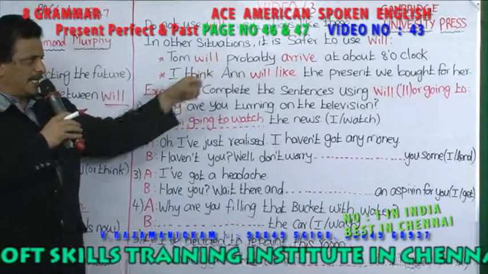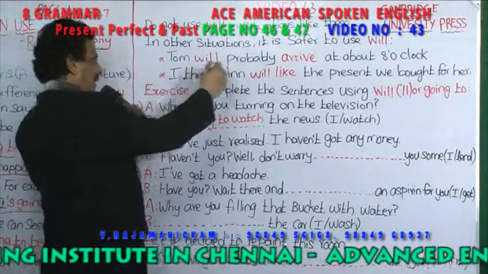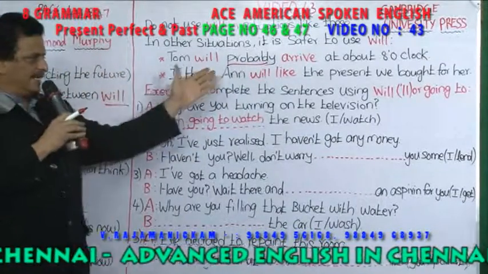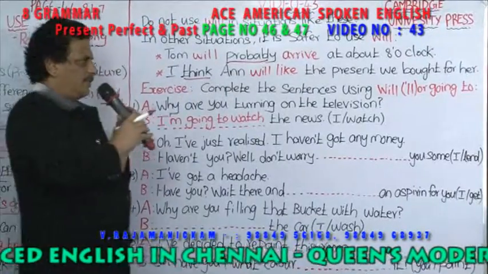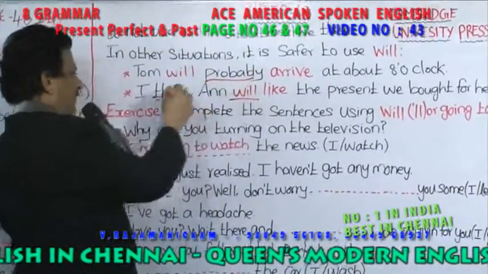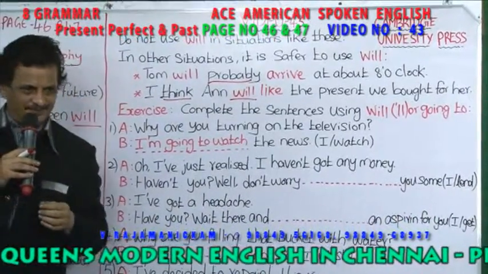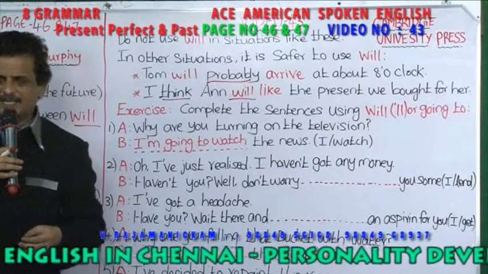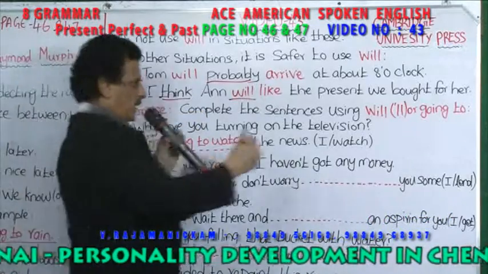Tom will probably arrive at about 8 o'clock. With probably, with think, will. I think you will like the present we bought for her. You think and say immediately. I don't think he will come. At the time you decide and tell, use will. Earlier decisions you have made, you are using I am going to. See the exercise: complete the sentences using will.